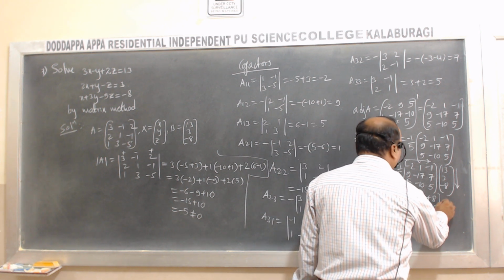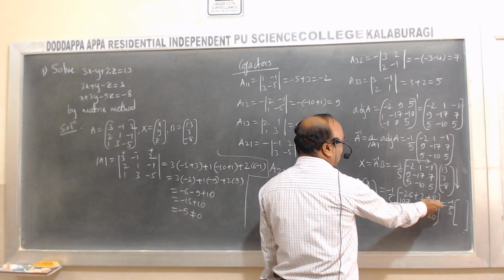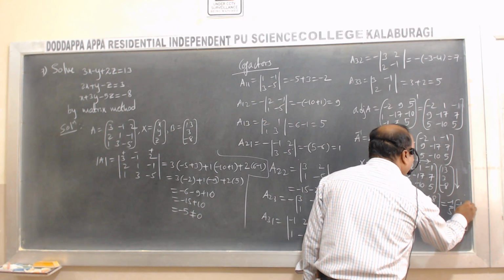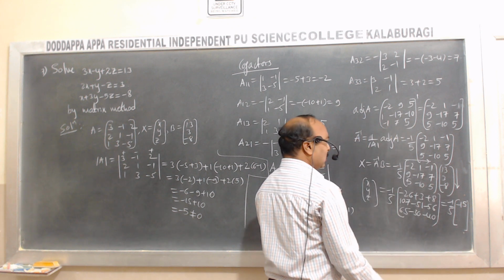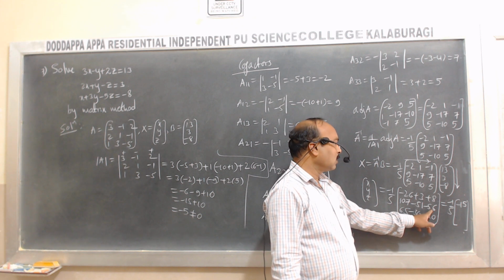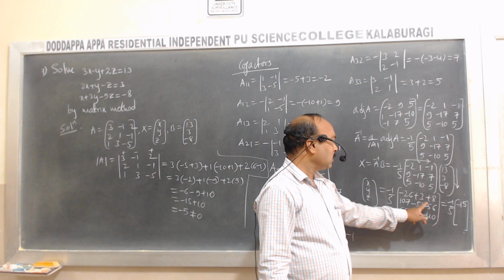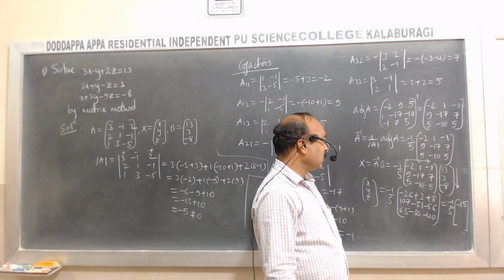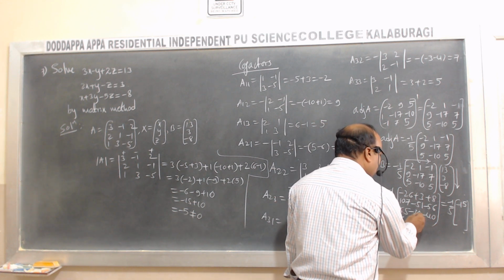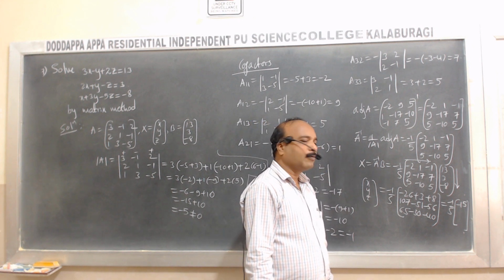Now simplifying this we get minus 1 by 5 as it is. Now 3 plus 8 is 11, minus 26 is minus 15. Next second row, minus 51 minus 56, it is minus 107, plus 117, it is plus 10. And third row is 65 minus 30 minus 40, minus 70 plus 65, it is minus 5.